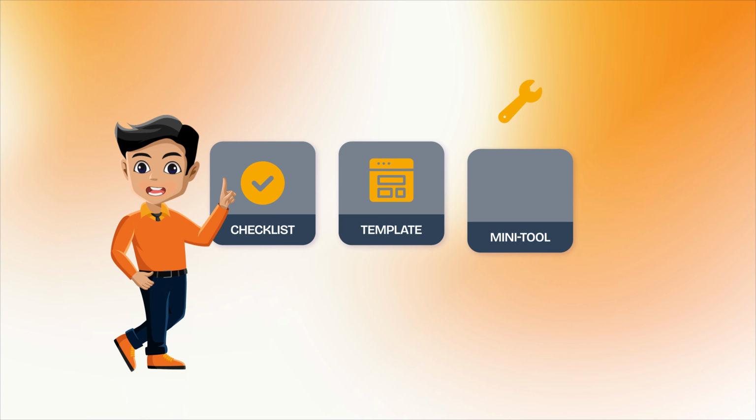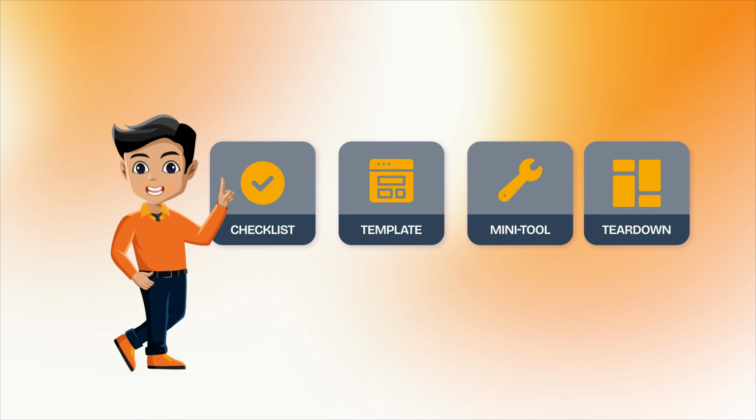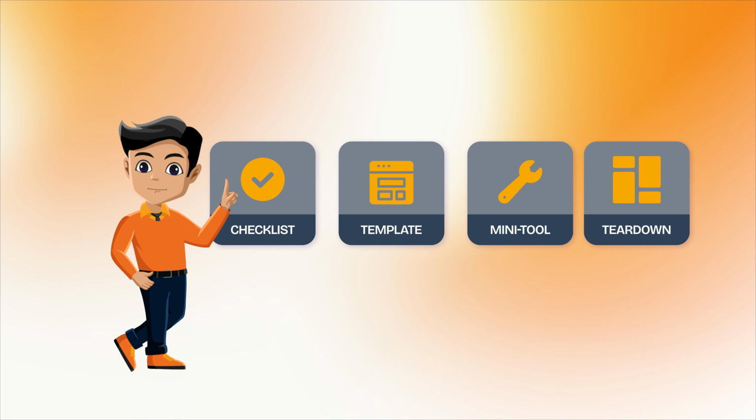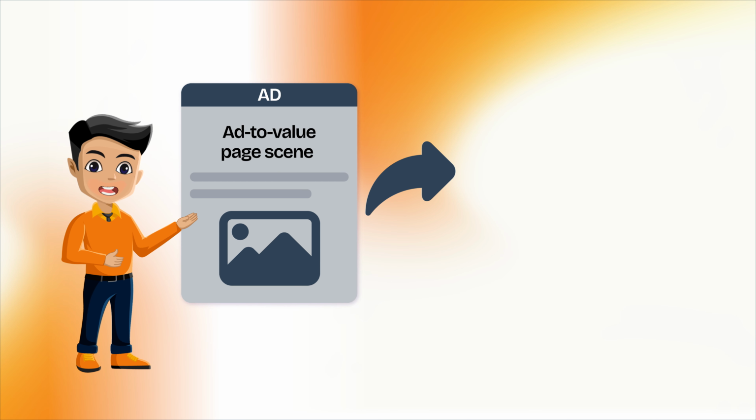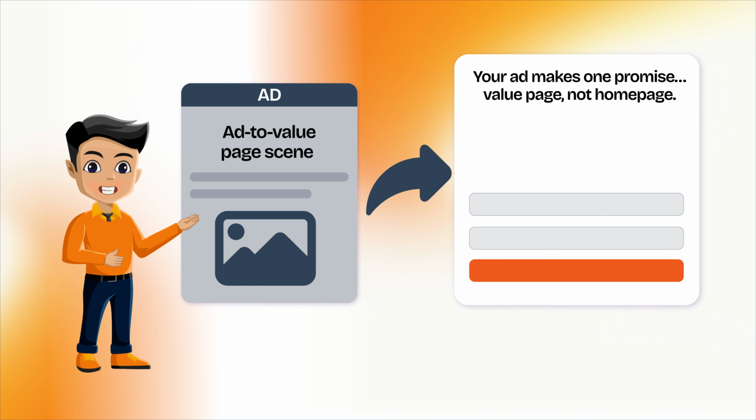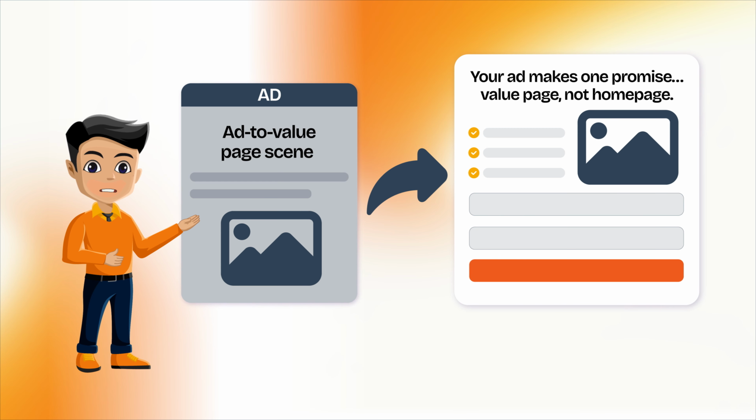TOFU. Top of funnel. Attract and qualify. Your goal here is to earn attention with a quick, specific win. Pair your primary channel with a value asset that solves one slice of the problem in under 5 minutes. That can be a checklist, a template, a mini tool, or a short video teardown. Your ad, post, or search result makes a single promise like, reduce onboarding time by 30% with this 7-step checklist.